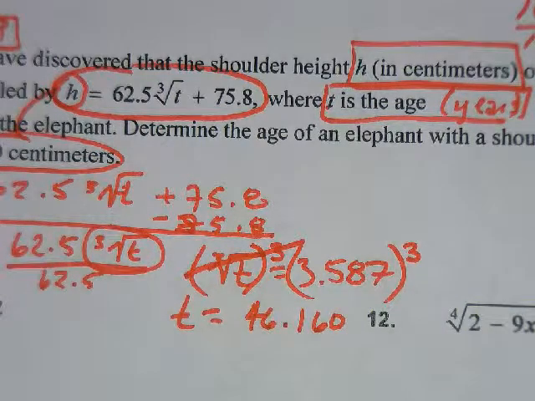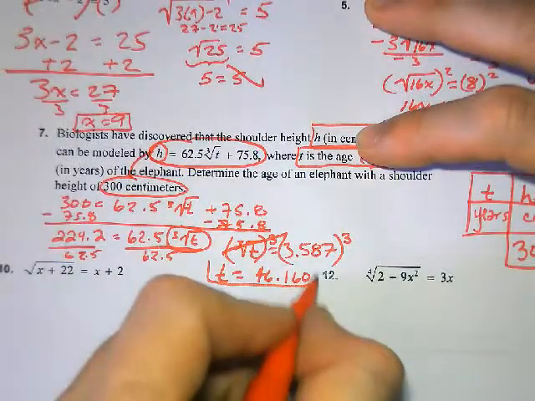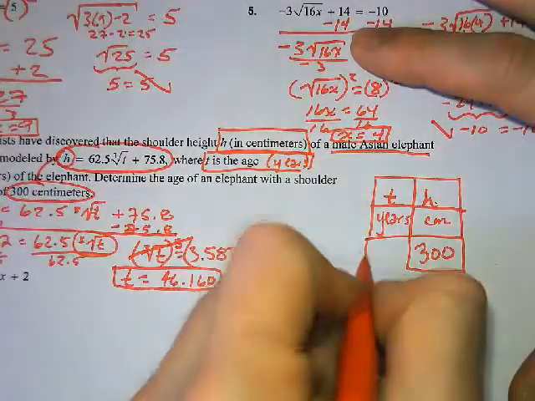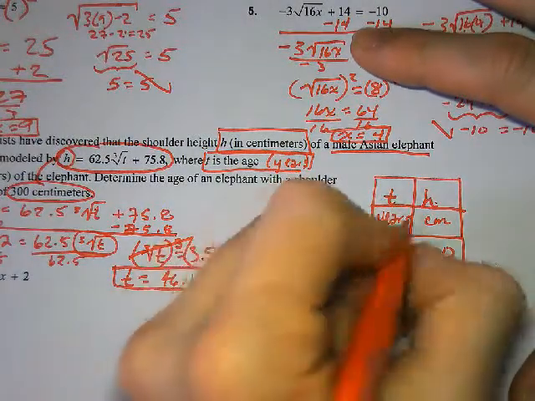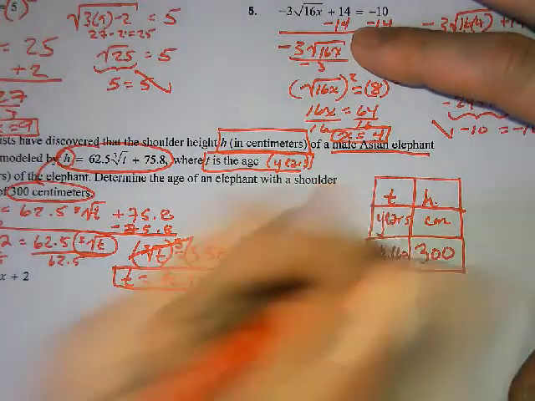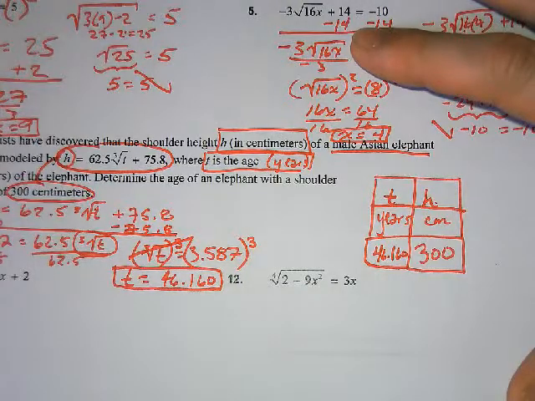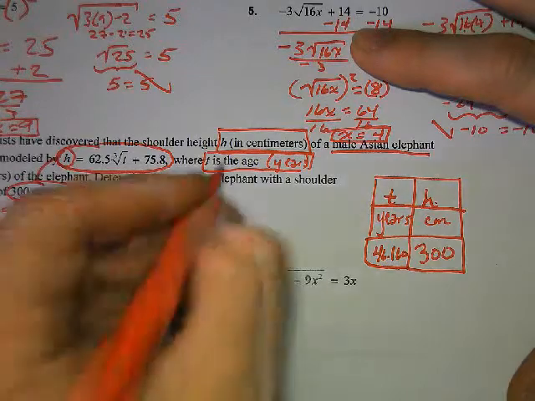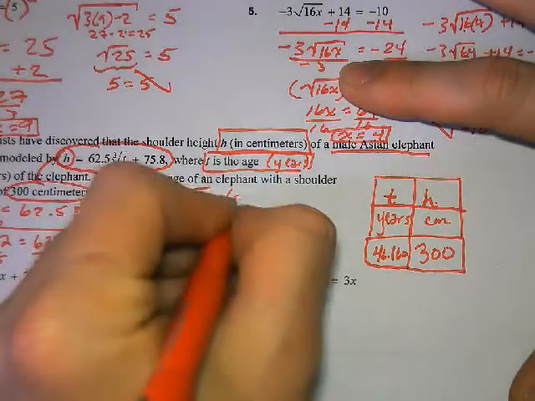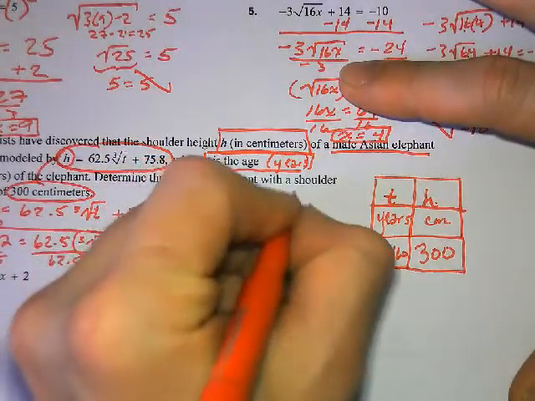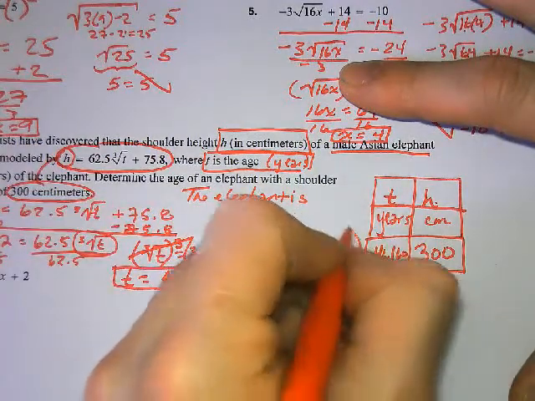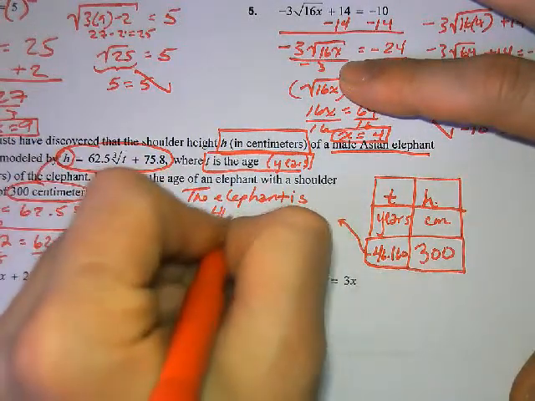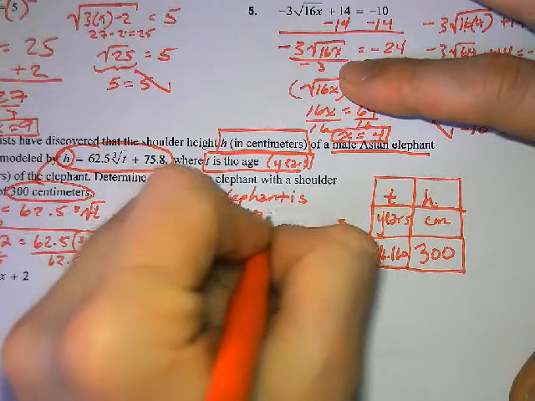So now that I know one solution here, I can write it over in my variable box and complete the problem. 46.160. So from here, you can write your sentence. The elephant is 46.160 years old.